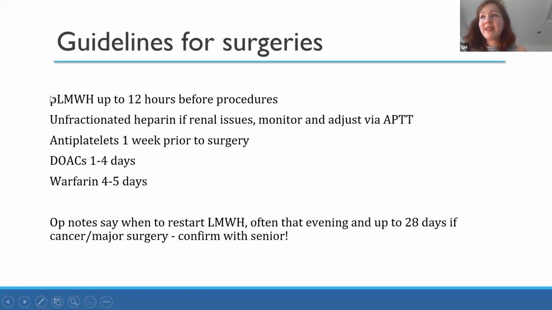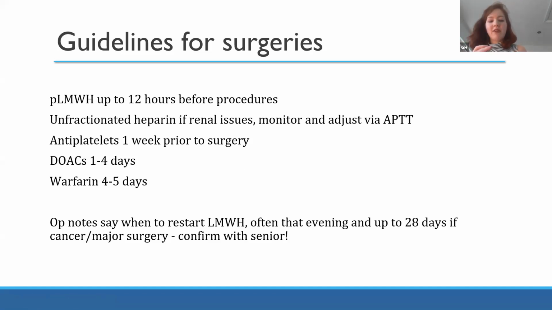You can give someone prophylactic low molecular weight heparin up to 12 hours before their surgery. So usually you can actually give it to them the night before, because no one's having surgery before 6 a.m. really. But if you're not sure, just confirm with your senior.